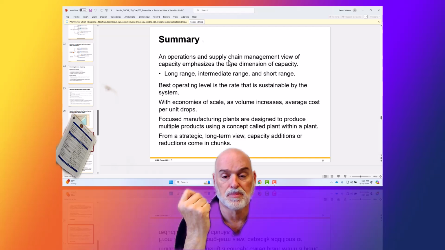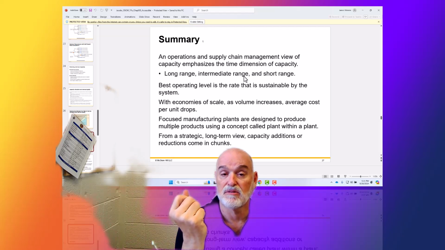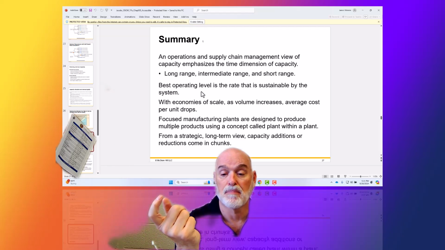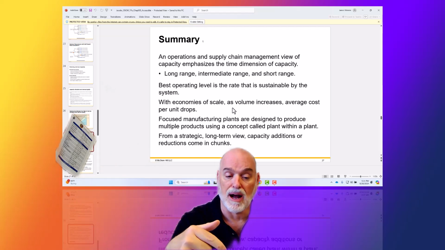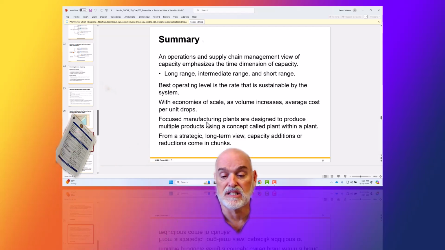An operations supply chain management view of capacity emphasizes the time dimension of capacity: long range, intermediate range, and short range. Best operating level is the rate that is sustainable by the system. With economies of scale, as volume increases, average cost per unit drops. Focused manufacturing plants are designed to produce multiple products using a concept called plant within a plant. And from a strategic long-term view, capacity additions or reductions come in chunks.